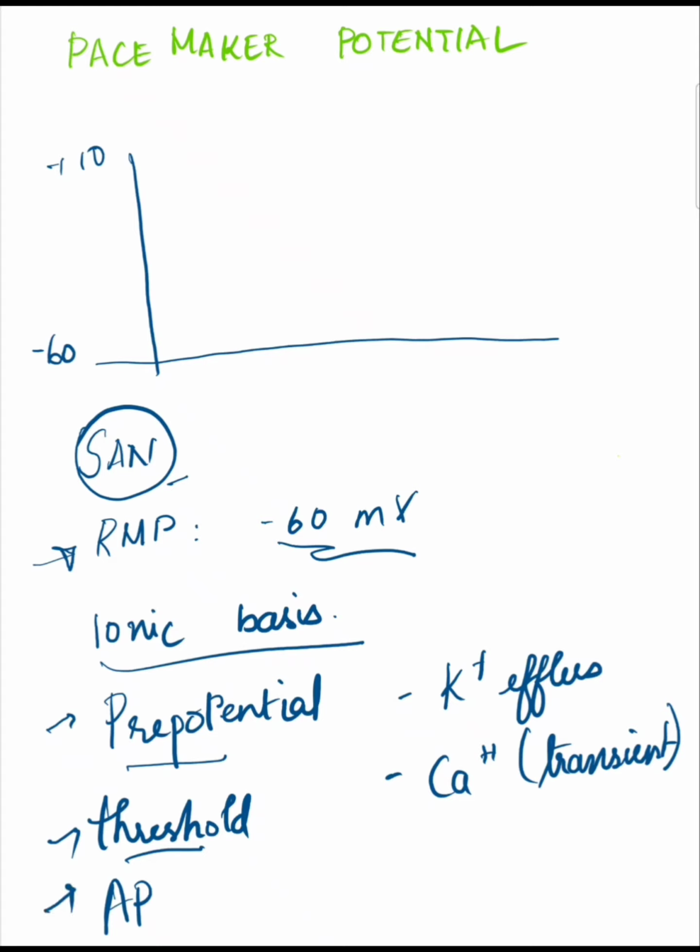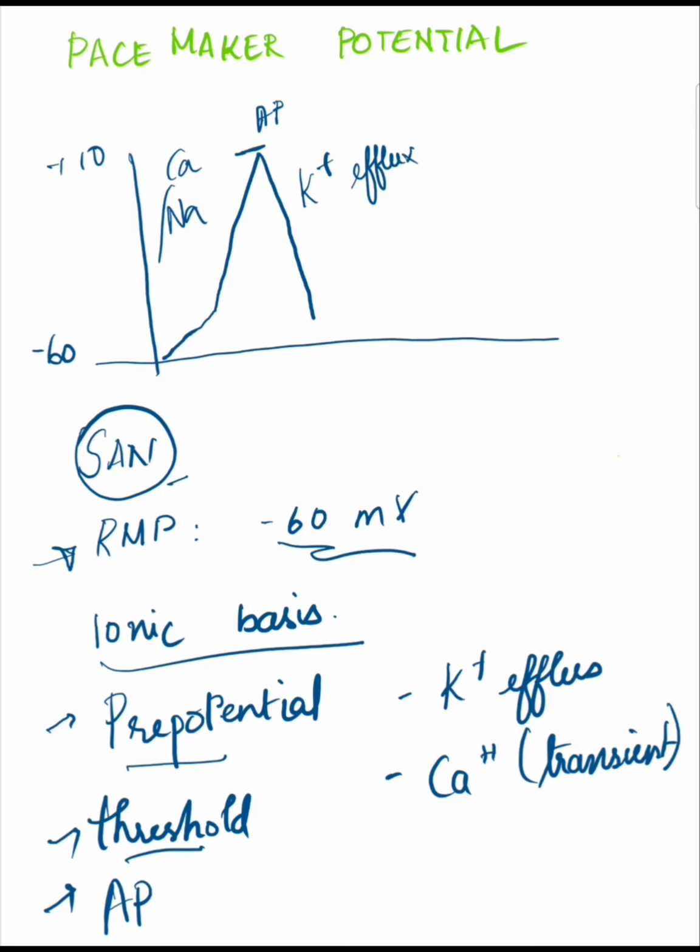potential. So the pre-potential starts at minus 60 millivolts, which is the resting membrane potential. The K plus channels open up and efflux occurs, and then after reaching the threshold, calcium channels open up to reach the action potential. Here a little bit of sodium channels are also working, but the main work is done by transient calcium channels and the action potential is reached. Now repolarization occurs by the potassium efflux, K plus efflux.